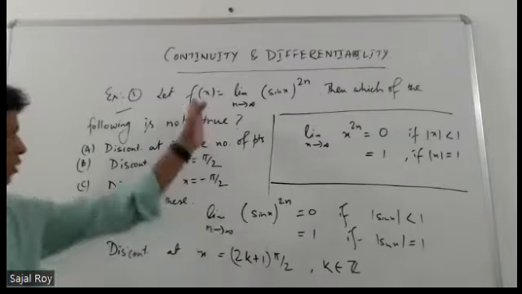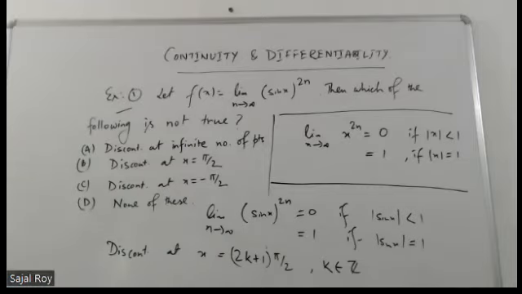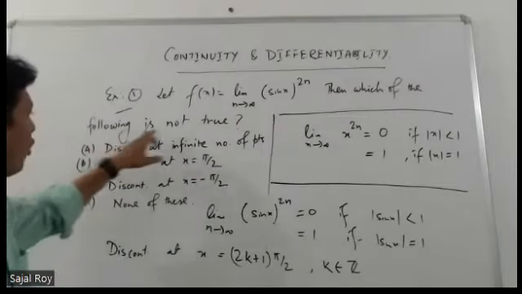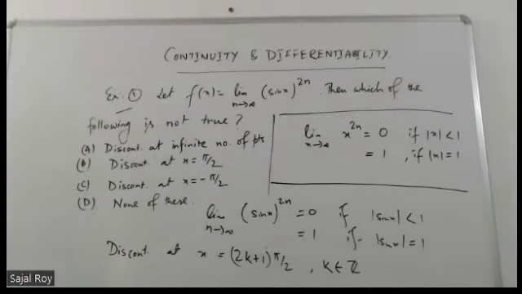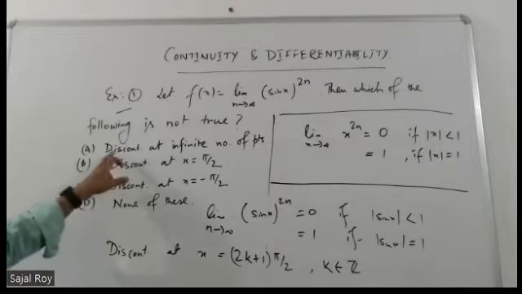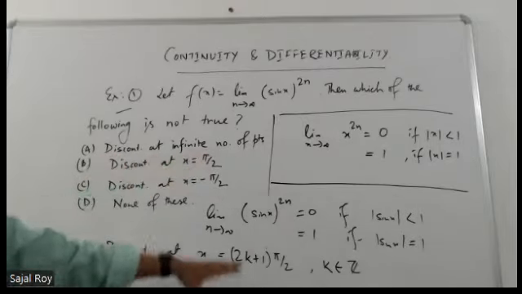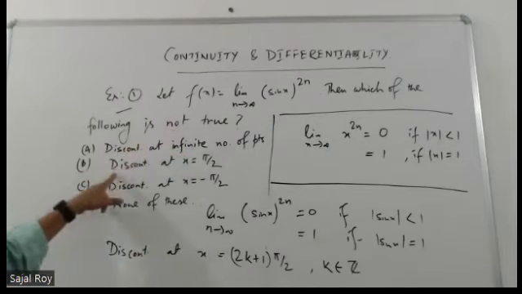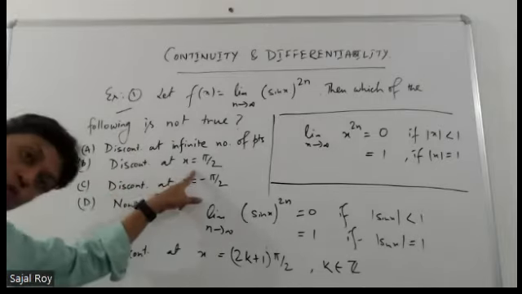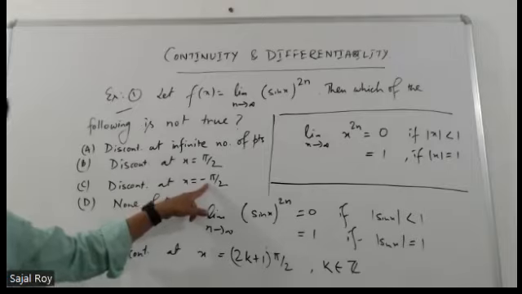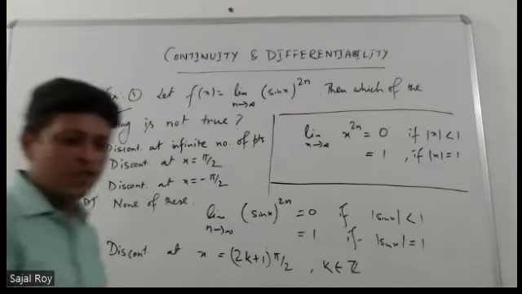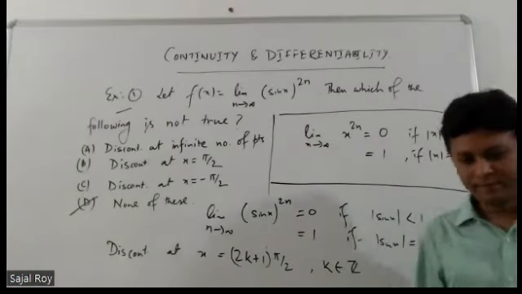So what about the options? Tell me which option is correct. Which of the following is not true? Option A, discontinuous at infinite number of points: that is true, but it said not true. Discontinuous at x equal to pi by 2: true. Discontinuous at x equal to minus pi by 2: true. None of these is a very dangerous option. Got it? Yes, sir.